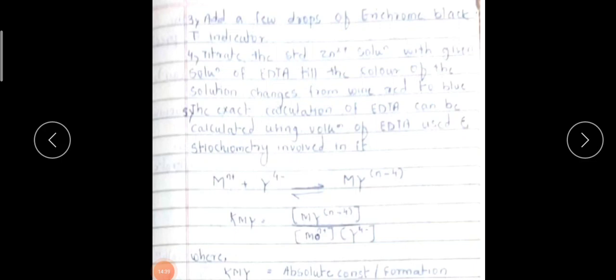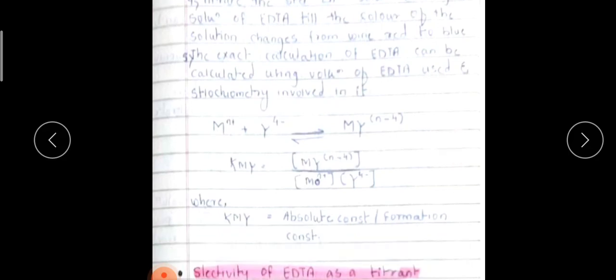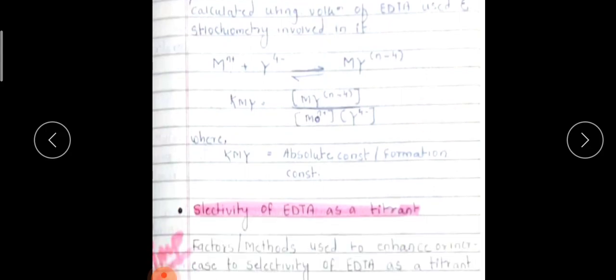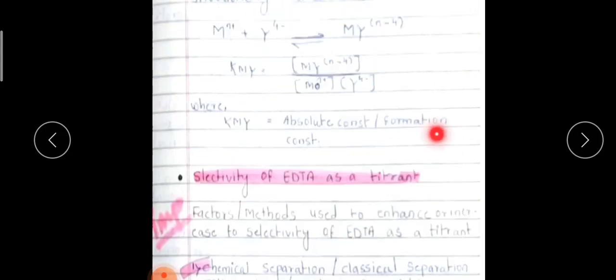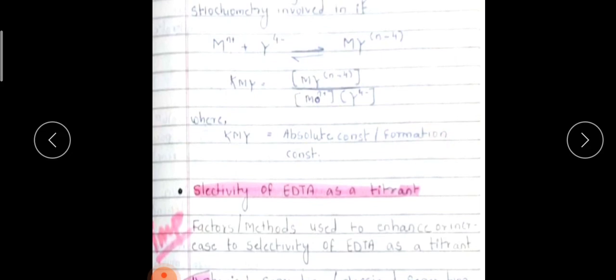The exact concentration of EDTA can be calculated using the volume of EDTA used and the stoichiometry involved in that. Mn+ plus Y4- will give you MY(n-4)-, and that KMY is nothing but the absolute constant, or say the formation constant.